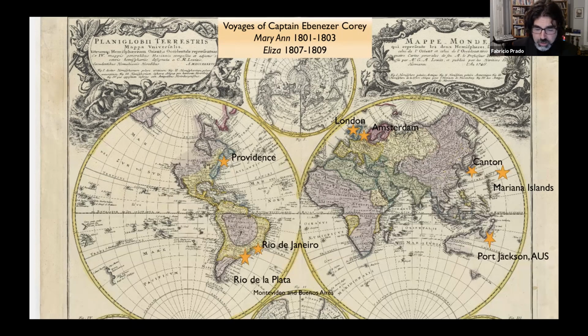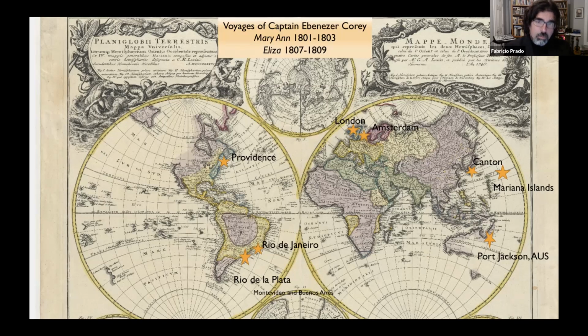So when Corey arrived in Rio de Janeiro on his way to Rio de la Plata, he was surprised to hear that the British had blocked Rio de la Plata and they were trying to invade Buenos Aires for the second time. Yes, in 1806, the British invaded Buenos Aires trying to conquer the city in order to have a stable source of silver. However, the British failed.